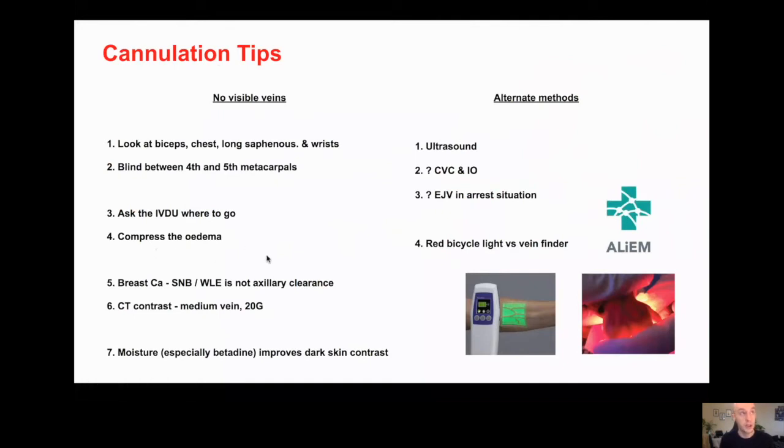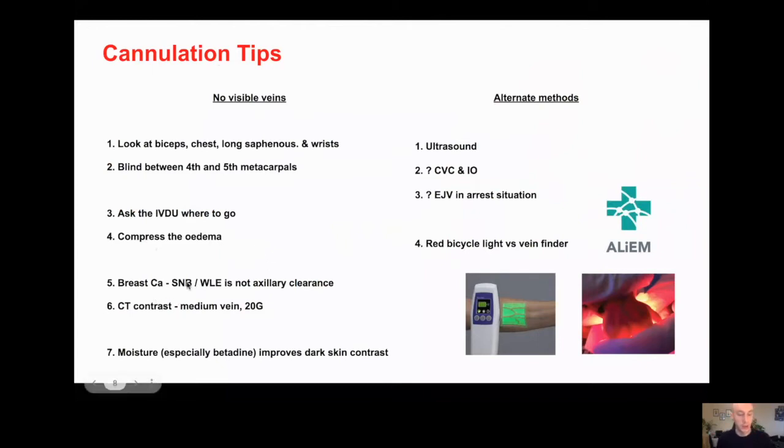That's not true. The reason that you can't cannulate an arm that has had, say, a mastectomy or an axillary clearance is that they don't have the lymph nodes there anymore. So if you put a liter of fluid in, they're not going to have that lymph clearance, and they're probably going to get lymphedema in the hand. But a sentinel node biopsy and a wide local excision are not axillary clearances. And it's also important to note that in an emergency, it's still vascular access.